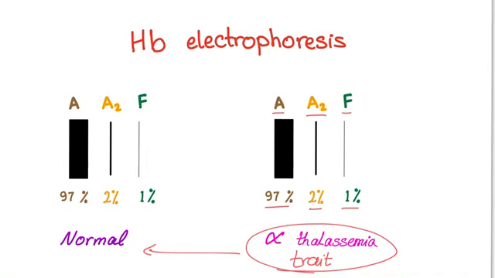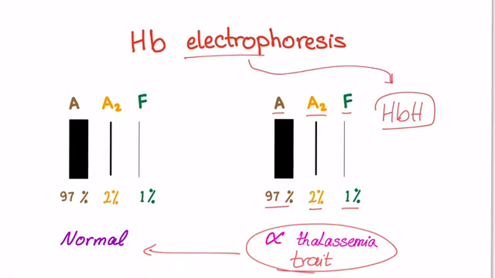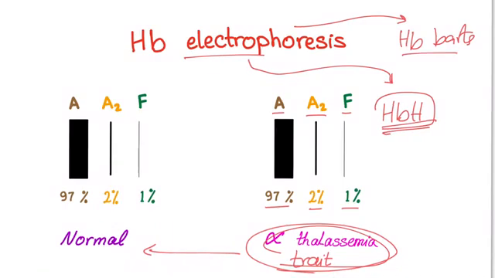However, if 3 genes are deleted, it's called hemoglobin H disease. So in hemoglobin H disease, what will be the hemoglobin electrophoresis? It will detect hemoglobin H. If 4 genes are deleted and it's called hemoglobin Barts, what will be discovered on electrophoresis? The hemoglobin Barts. So, alpha thalassemia trait, hemoglobin electrophoresis is normal. Hemoglobin H disease will get hemoglobin H. Hemoglobin Barts will get hemoglobin Barts.